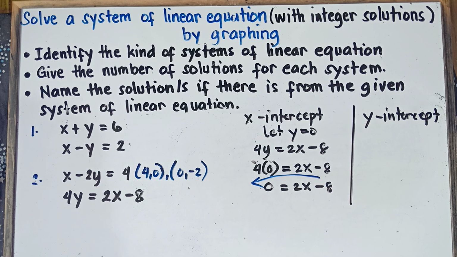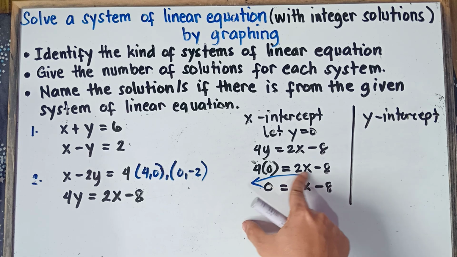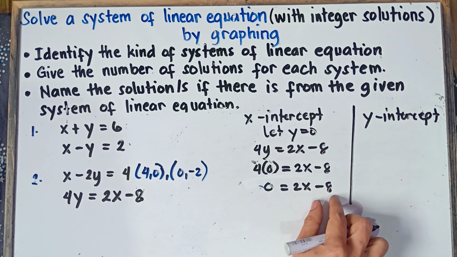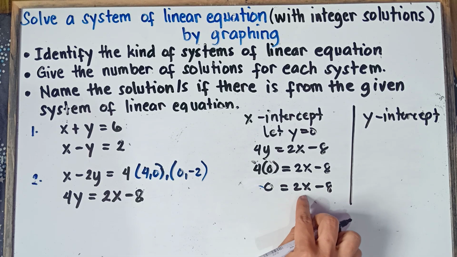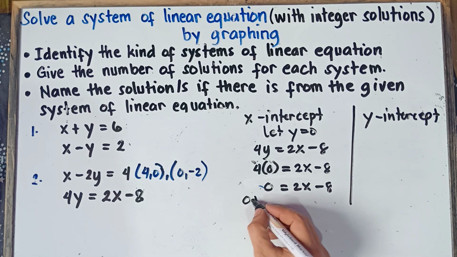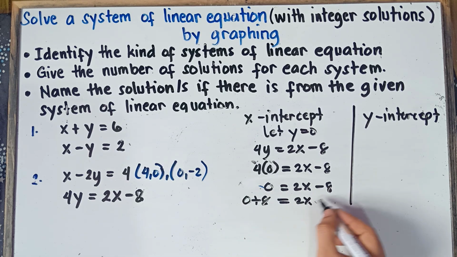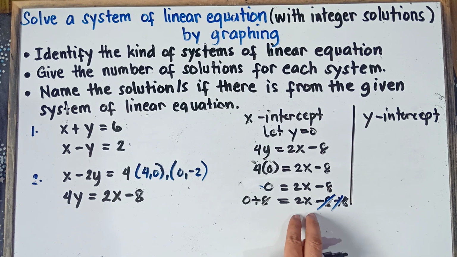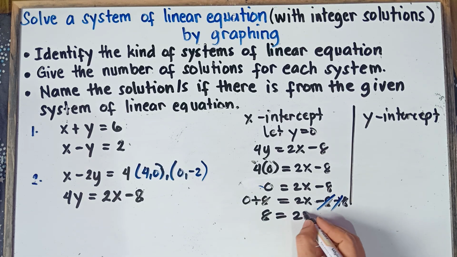Let's have the two solutions, class. So the first solution, we can add both sides by 8 so that you can cancel this out. And then the remaining expression, class, will be only 2x. You can do this one: 0 plus 8 equals 2x minus 8 plus 8. Question, sir, why do we need to add both sides by 8? So that, class, you can cancel this out, and the remaining expression will be only 2x. And then 0 plus 8, that would be 8, equals 2x.